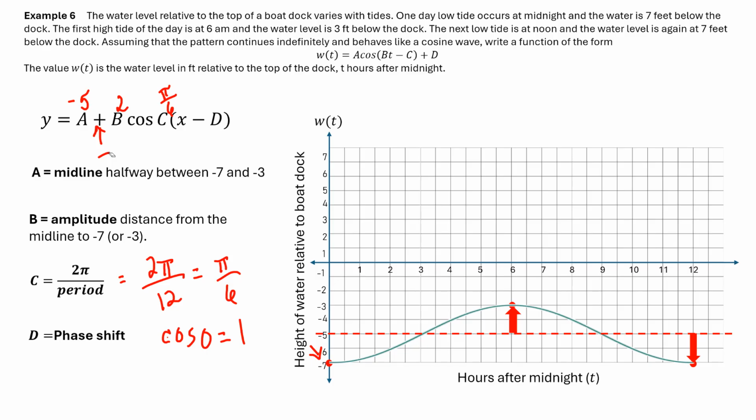And so now we can go ahead and write our equation. It's going to be y equals -5 minus 2 cosine pi over 6 x.